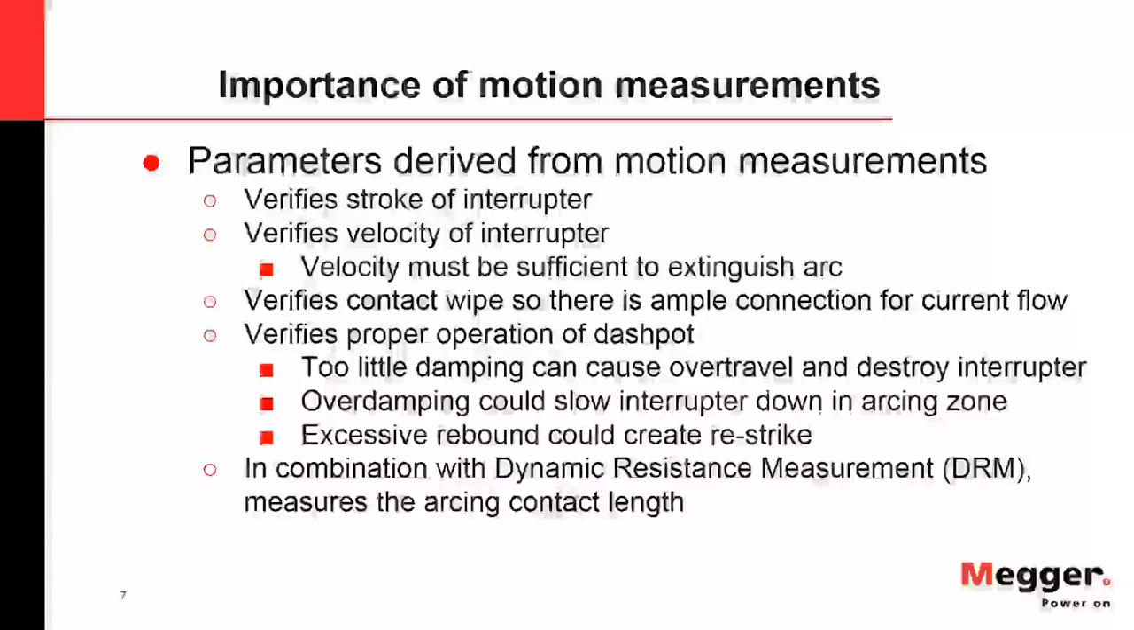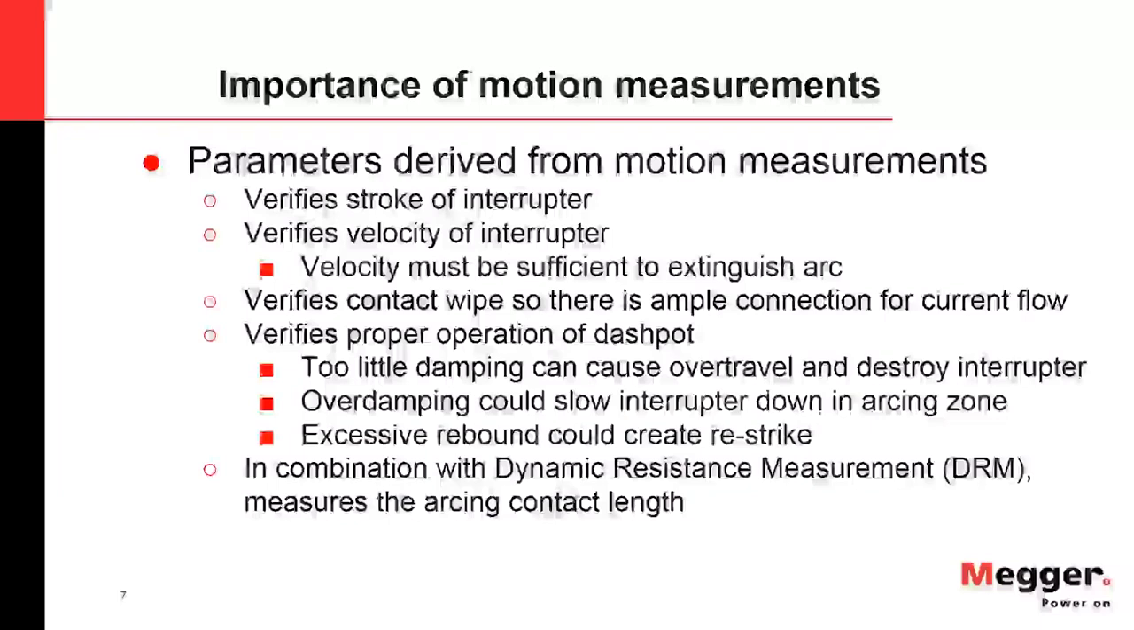So you want to make sure you're measuring that velocity, and a lot of times when you go to manufacturers, they don't really care about the times, they care about the velocities of that circuit breaker. We can also verify your contact wipe to make sure enough of the contacts are connected. You'll see that it verifies the proper operation of the dash pot.